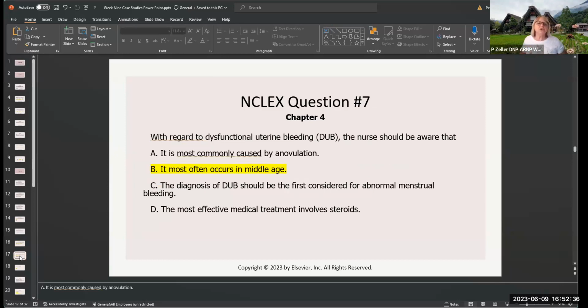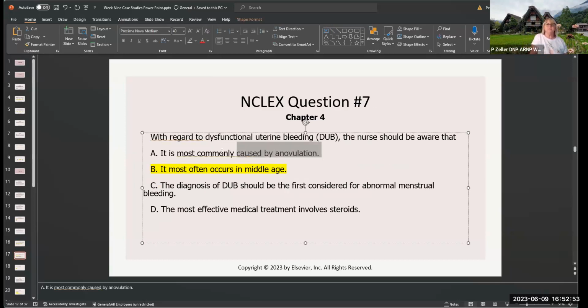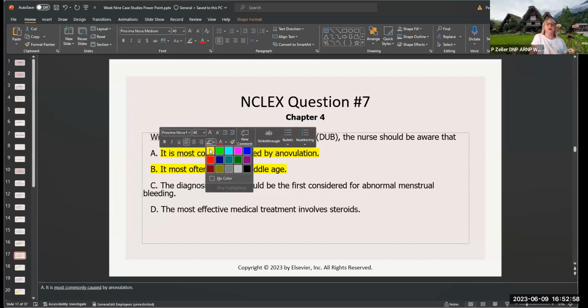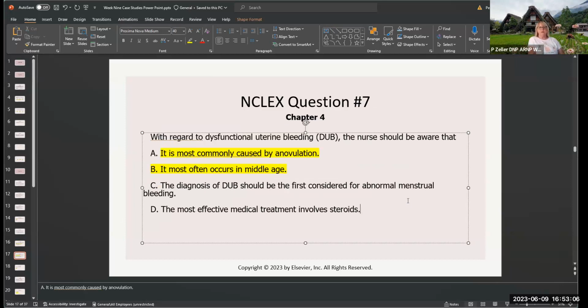Okay, dysfunctional uterine bleeding, also known as abnormal uterine bleeding. Yes, it usually occurs in middle age. And it can be caused by anovulation. In other words, she's not ovulating, so sometimes she has irregular periods. Okay.